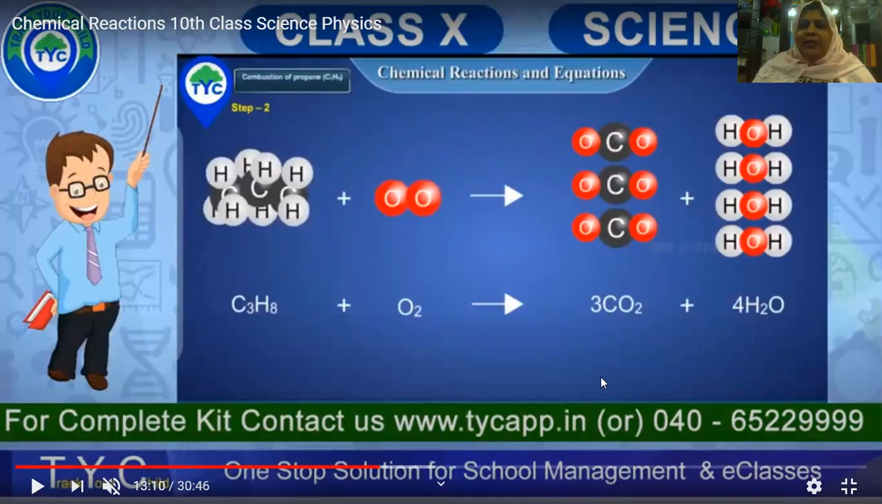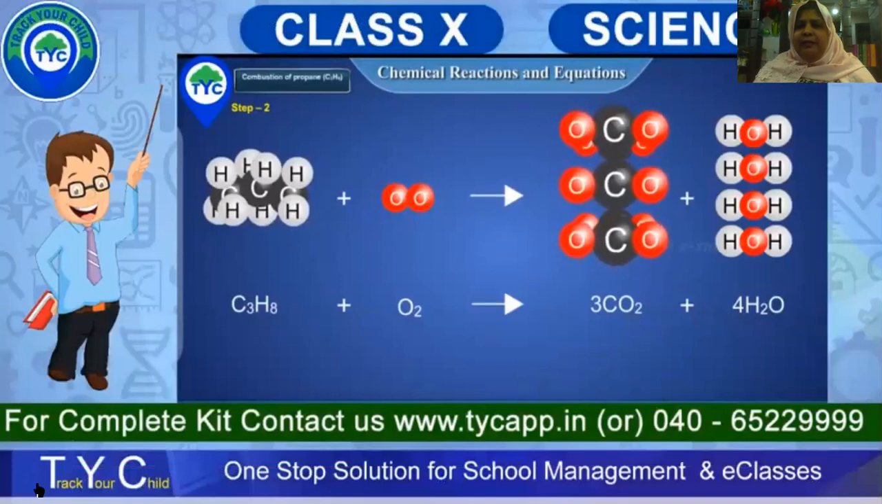Now oxygen. Carbon we could balance and hydrogen we could balance, but oxygen we couldn't balance, because oxygen is 2 on the reactant side, whereas it is 3 times 2, 6, plus 4, 10, on the product side. So how are we going to make it 10 here? We have to take 5 molecules of oxygen in the reactants to balance this equation.